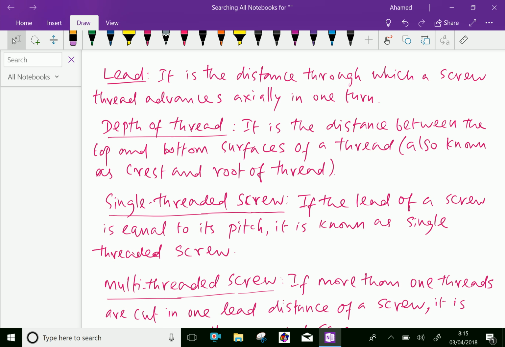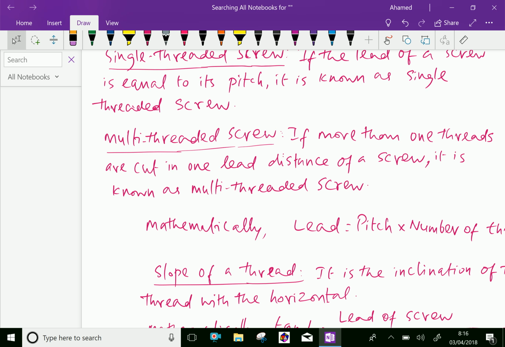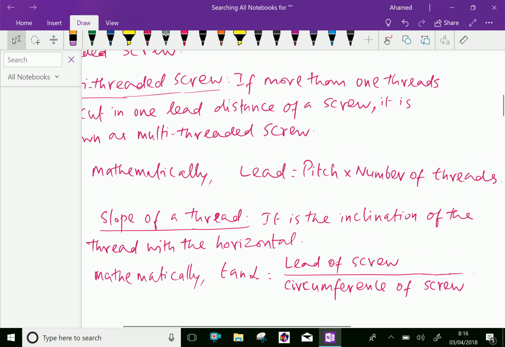Depth of thread: it is the distance between the top and bottom surface of a thread, also known as crest or root of thread. Single threaded screw: if the lead of a screw is equal to its pitch, it is known as a single thread screw. That means for one turn, the axial movement is one pitch. Multi-threaded screw: if more than one thread is cut in one lead distance of a screw, it is known as a multi-threaded screw. Mathematically, lead equals pitch times number of threads. Suppose a double-threaded screw means for one lead distance there are two threads.